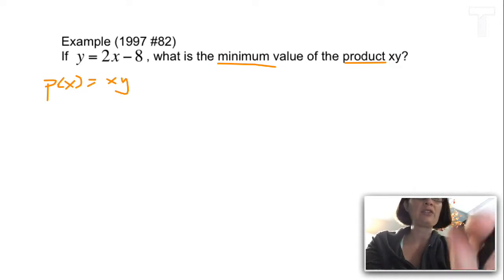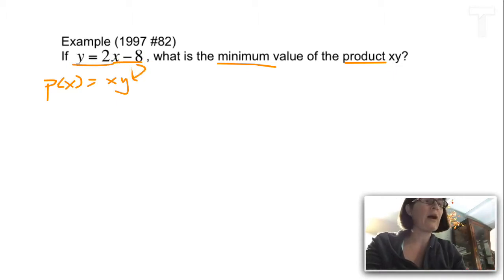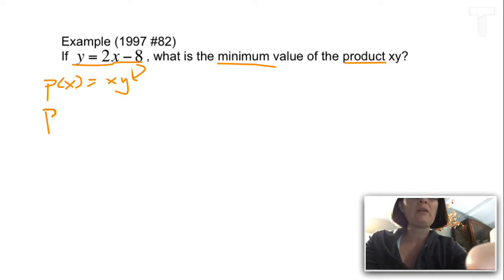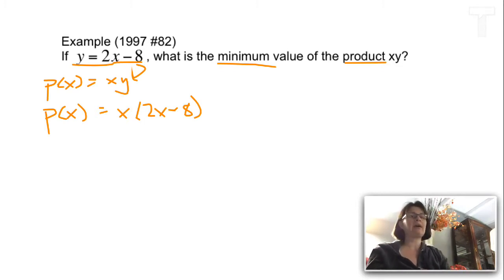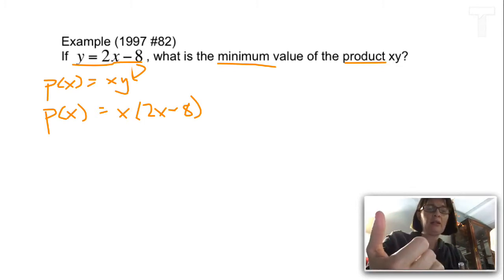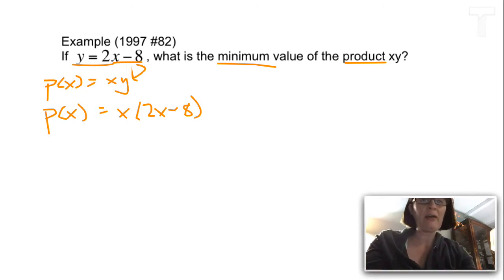And here's our answer. They've actually made it pretty obvious what kind of substitution I can make. Instead of y, I'm going to plug in 2x minus 8. So here's my new function. P of x is x times 2x minus 8. Now I've completed step 2. I have the quantity I want to minimize, the product, written as a function of one variable, x. So now I need critical points for p, and I need endpoints. Doesn't look like there's any endpoints in this problem, and I'll make my table of values.